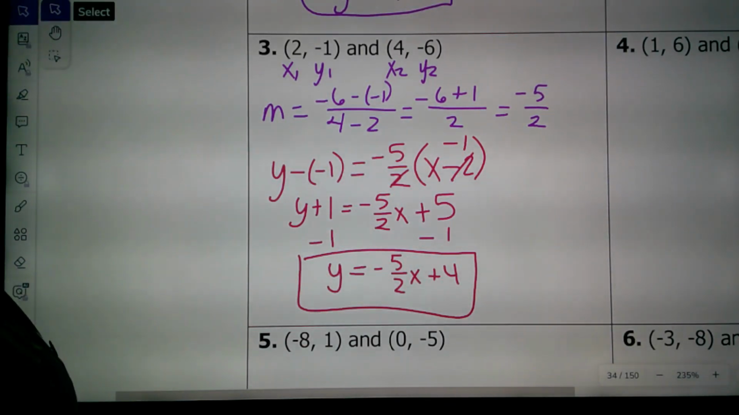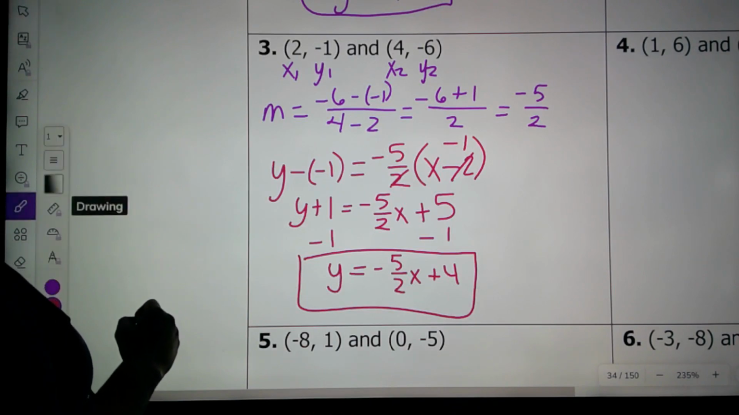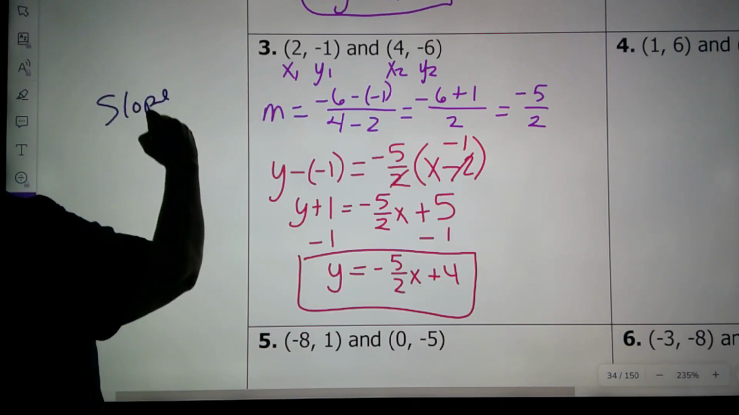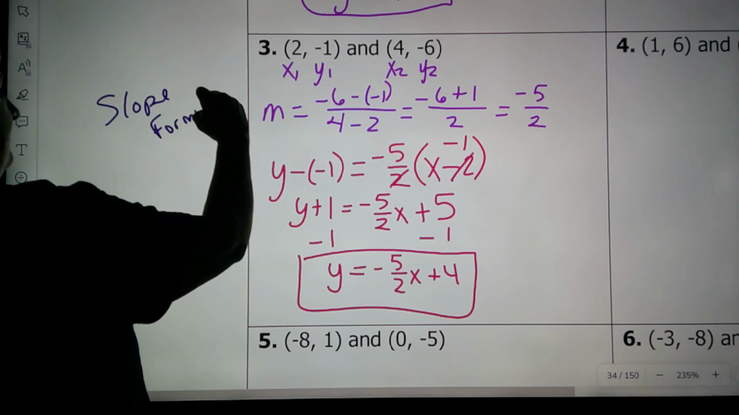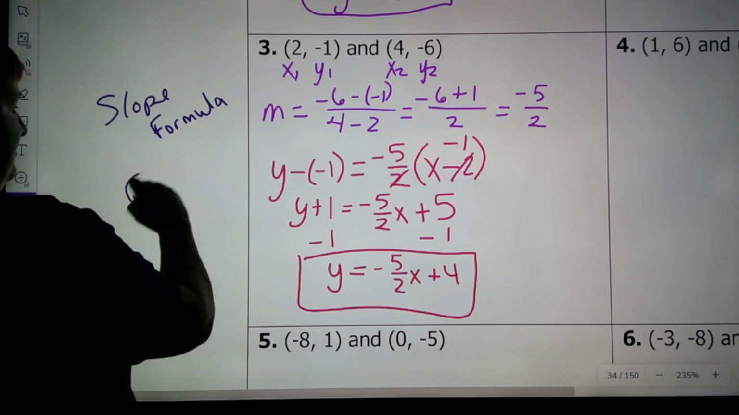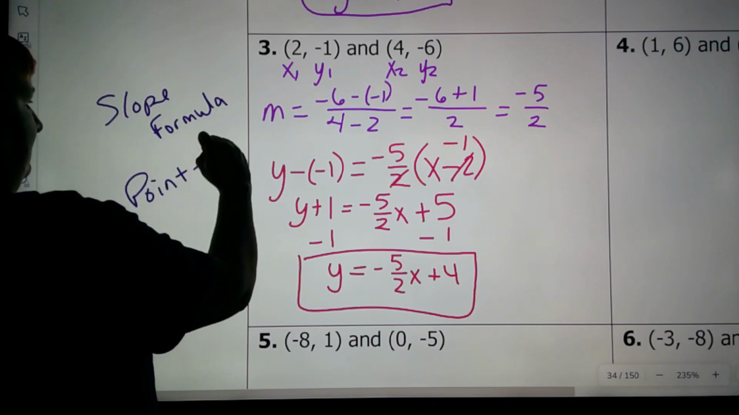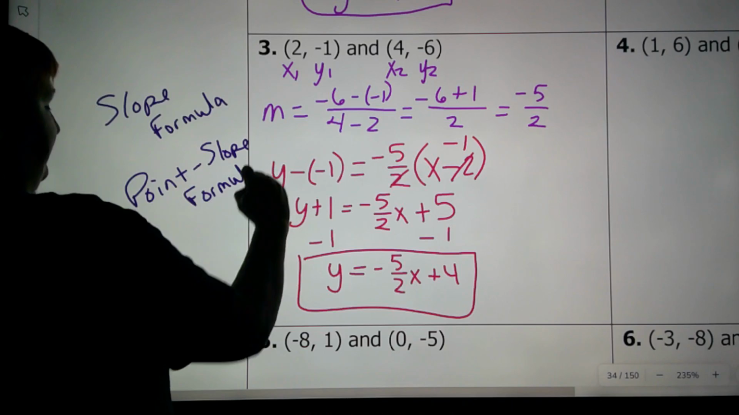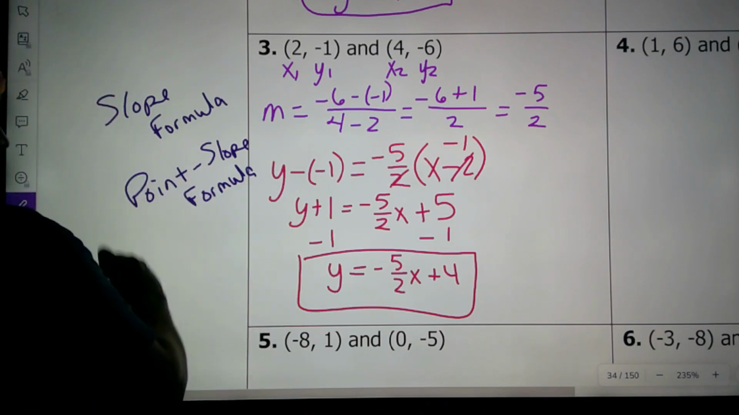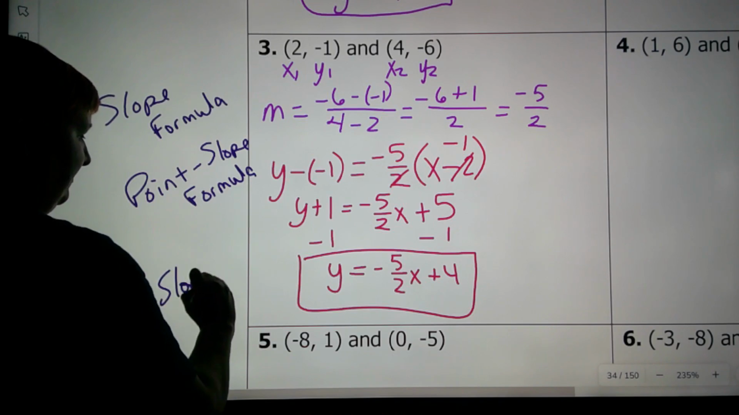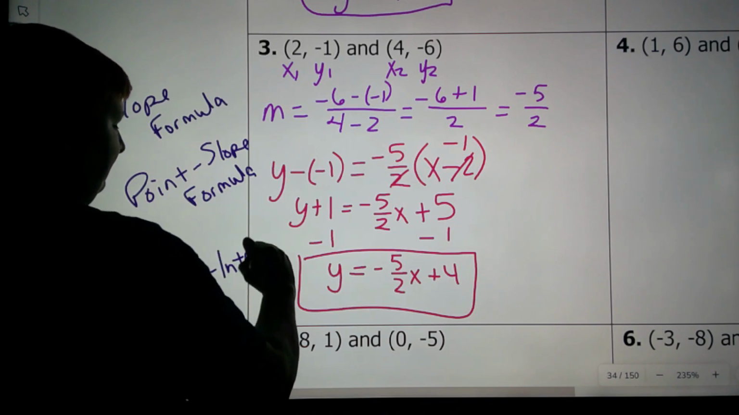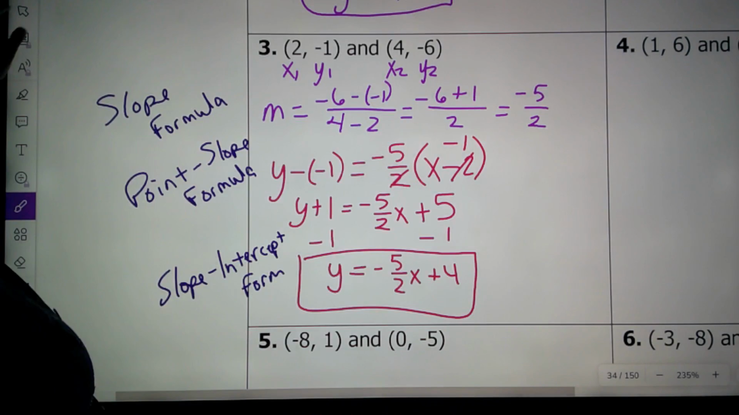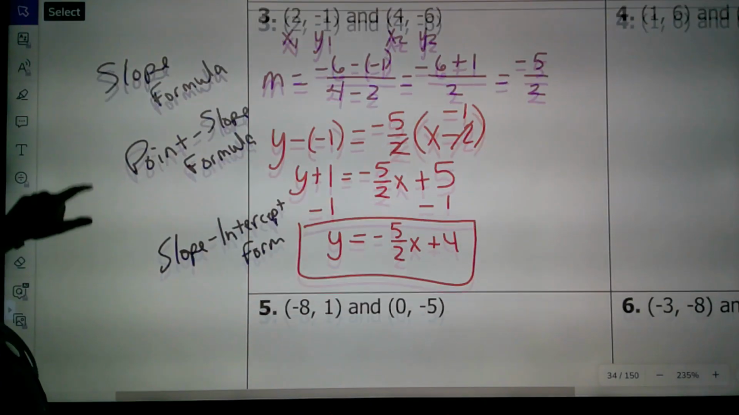All right, I'm going to label those in a whole different color. What color did I use? This was slope formula. This was point slope formula. And the answer had to be written in slope intercept form. Good? Good.